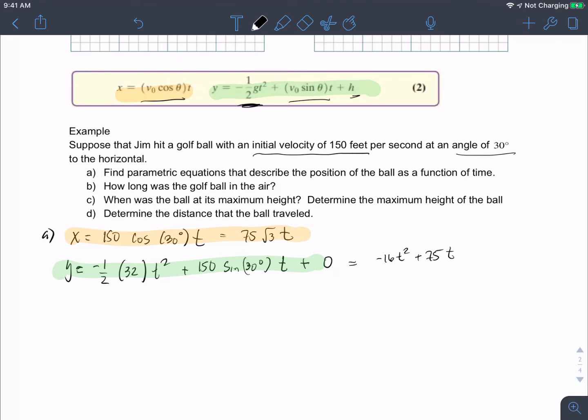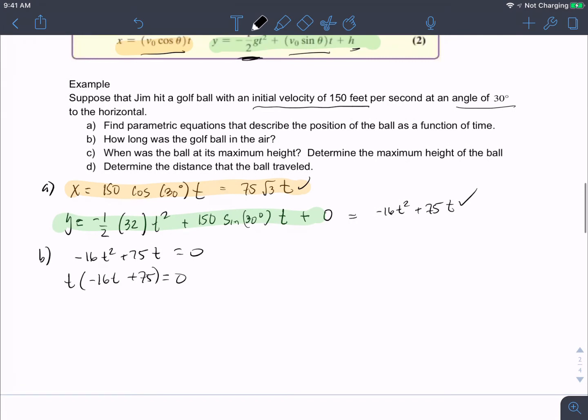That is part A. It's going to be this piece right here and this piece right here. All right, for part B, it says how long was the ball in the air? Well, the equation that's going to deal with the ball in the air is the y, right? So our y coordinate is going to be negative 16t squared plus 75t, and we're going to set that equal to 0. Factoring out a t, I'm going to get t times negative 16t plus 75 is equal to 0.